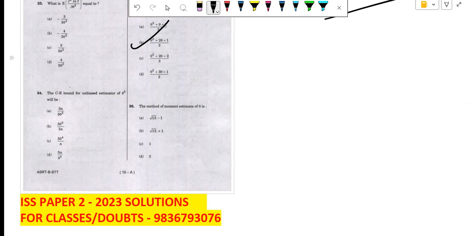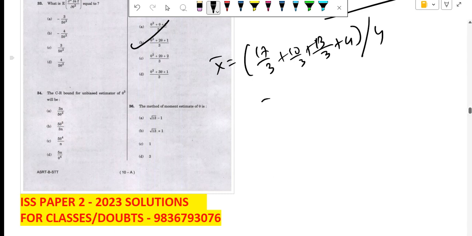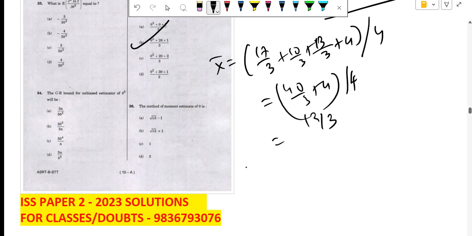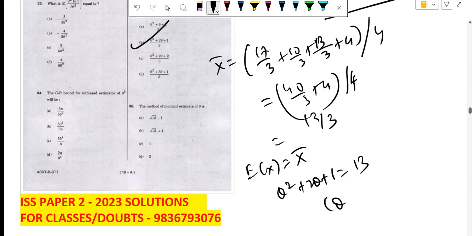Second, the method of moments of theta. X bar is 17 by 3, 10 by 3, 440 by 3 plus 4 by 4, 10 by 3 plus 1, 13 by 3. So expect E of x is x bar. So theta squared plus 2 theta plus 1 in this case is 13. Theta plus 1 whole square. So theta equal to root 13 minus 1.